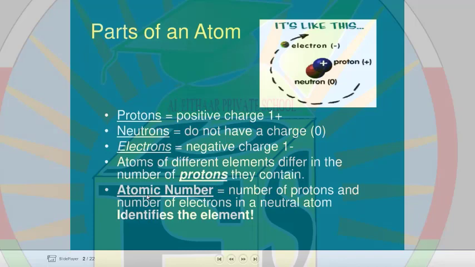You are watching the term here, atomic number. If you can see, it's mentioned here, atomic number. What is atomic number? We will say that the number of protons present in an atom tells us the atomic number. If you read the definition, the number of protons and number of electrons in a neutral atom identifies the element, and that number of protons is actually the atomic number of that atom.